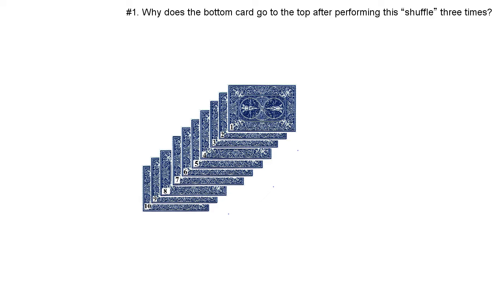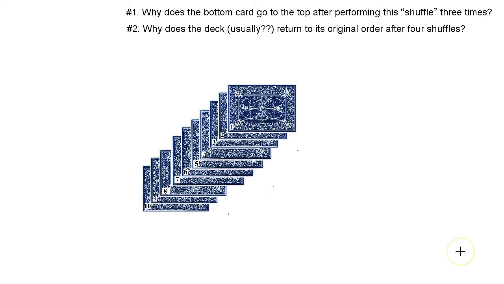So it turns out if you do that 3 times, provided that the size of the word is at least half the size of the cards you're dealing with, in fact it is true. And then he had a second question. He says, why does the deck, he said usually, return to its original order after 4 shuffles? I actually have an explanation that I believe shows that it always does, and there isn't a counterexample. It has to go back after 4 shuffles.